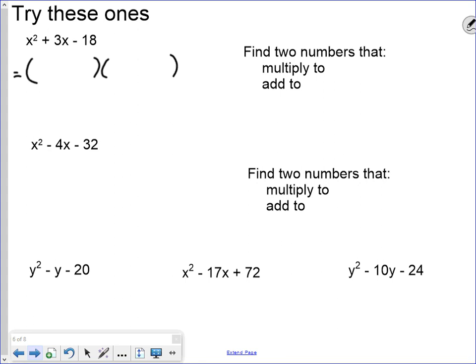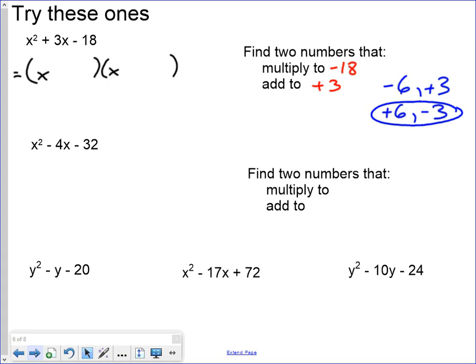We know how to start this, x and x. We're looking for two numbers that multiply to negative 18 and add to positive 3. I think those numbers are going to be a 6 and a 3. 6 times 3 is 18, but I need one of them negative. I could make a negative 6, or I could have a positive 6 and negative 3. Those are our two options there. Which one gives us the positive 3? It's this one right here. So I'm going to have x plus 6, x minus 3.